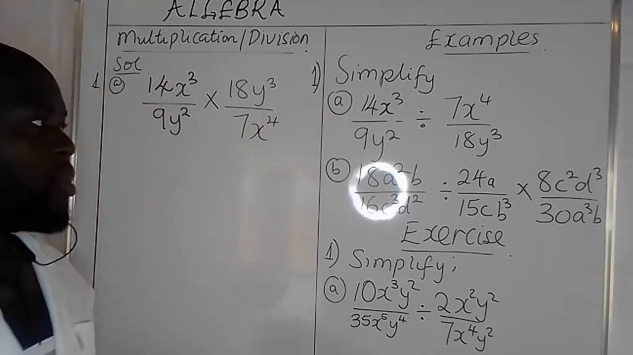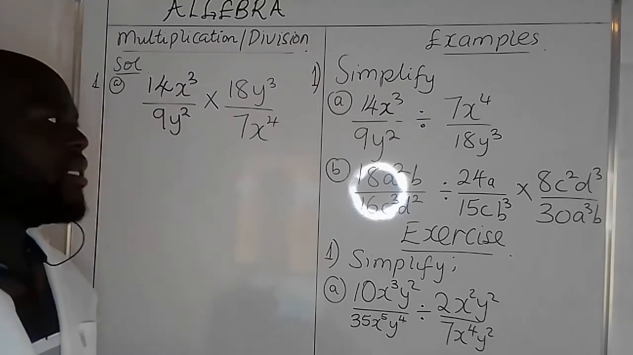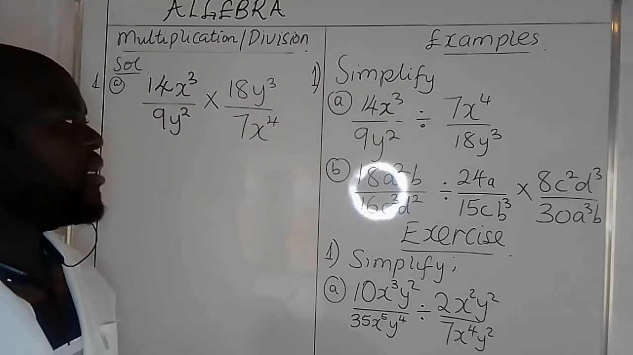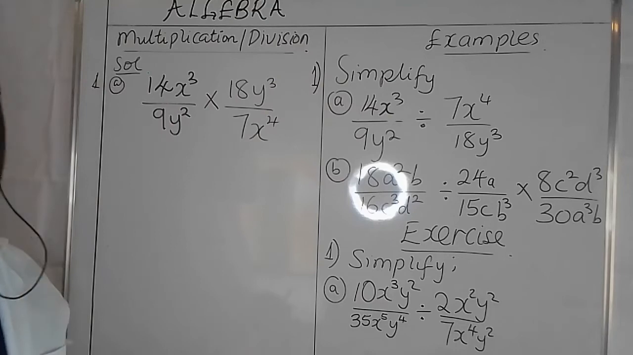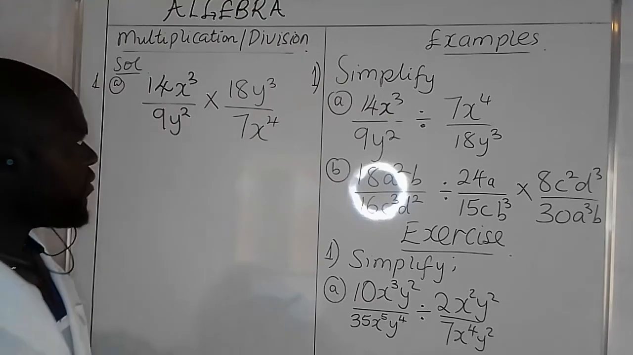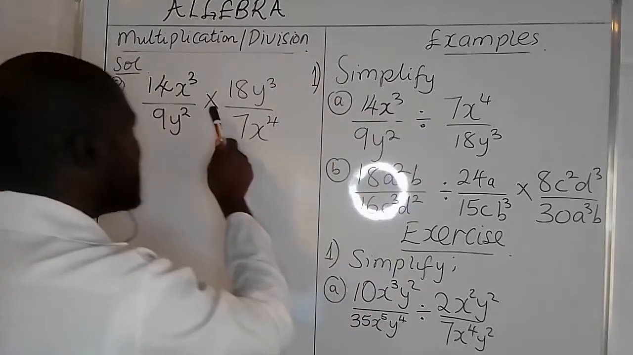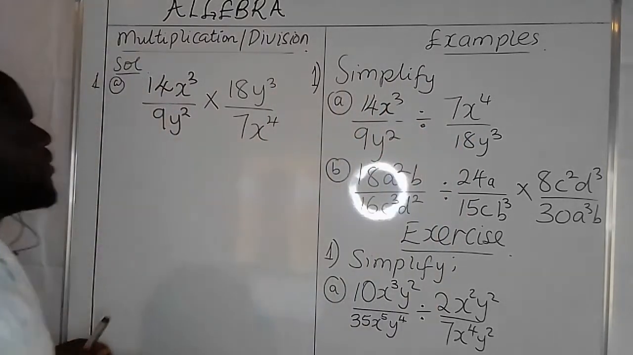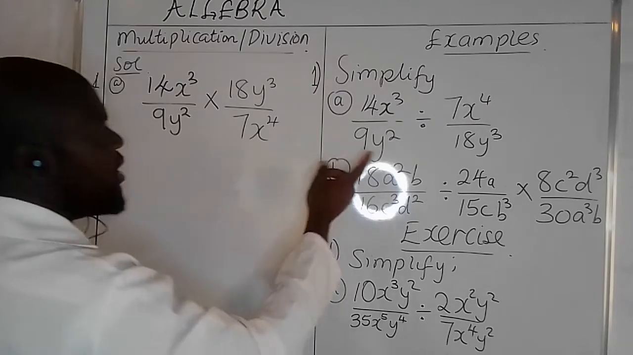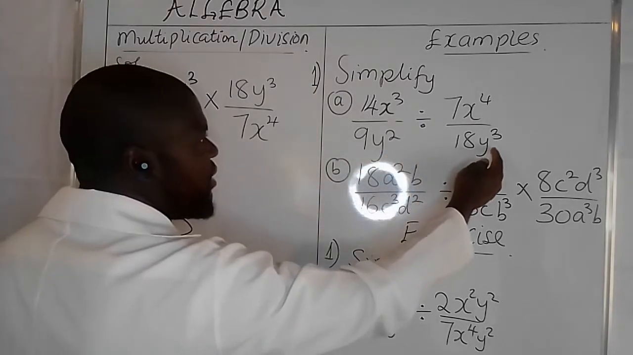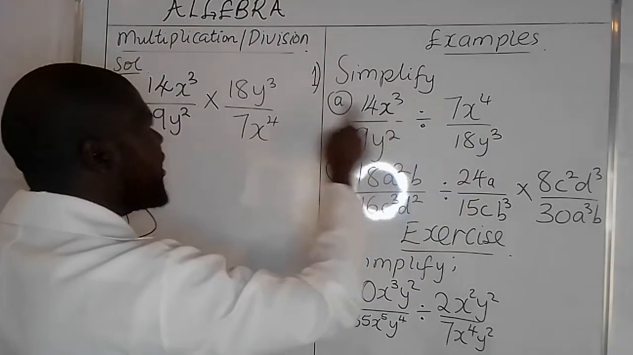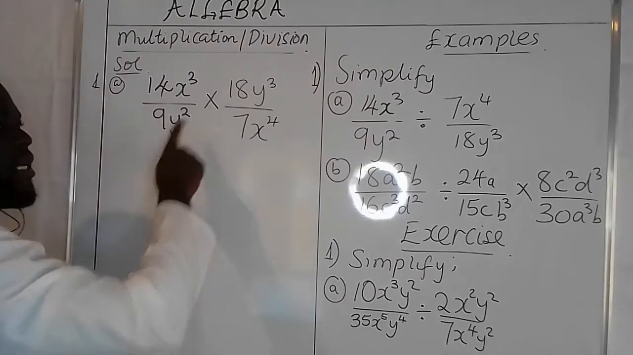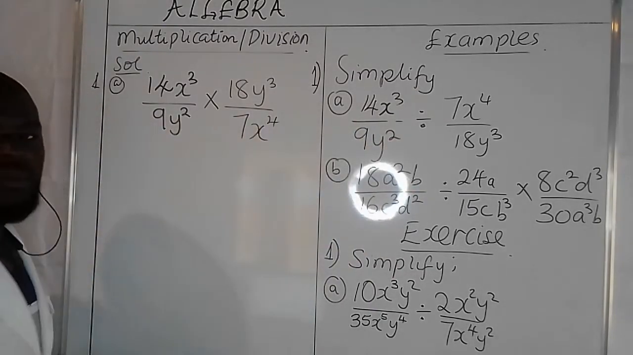You always swap the numerator and the denominator after changing the division into multiplication. So as soon as we change division into multiplication, the next fraction we swap between the numerator and the denominator. So you can see 18y^3 was our denominator, now it is our numerator after changing division into multiplication.